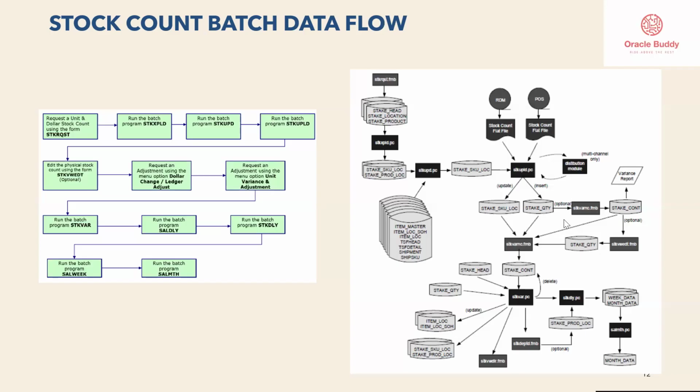Then if you want to modify any variance, you can use STKVAR.fmb, which will update STAKE_CONT, or you run STKVAR, which will pick the data from STAKE_HEAD. The inbound arrows show the tables this batch picks data from, and the outbound arrows show the tables it updates and inserts into. Then STKDLY.pc will run and update the week data and month data. And then SALMTH.pc will run and enter the data in the month data table.